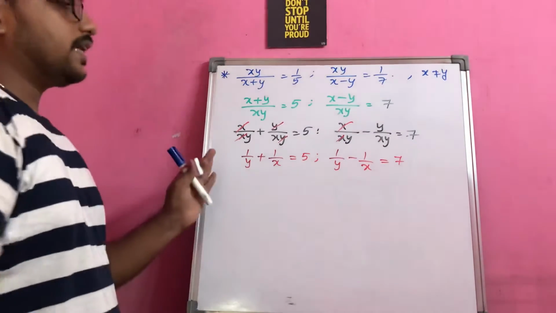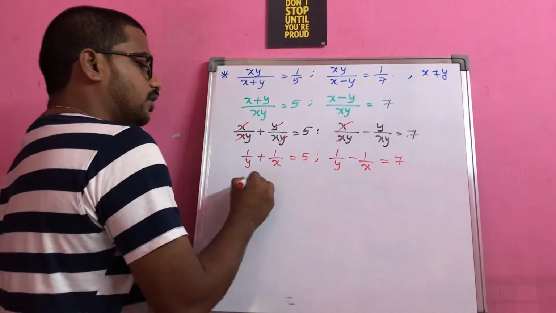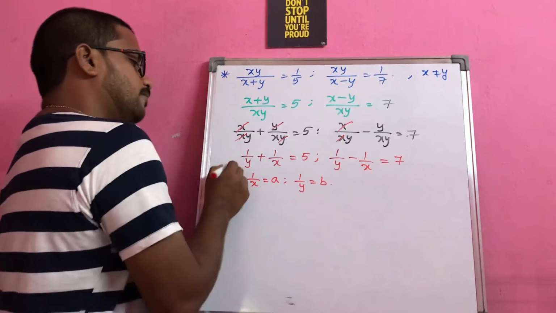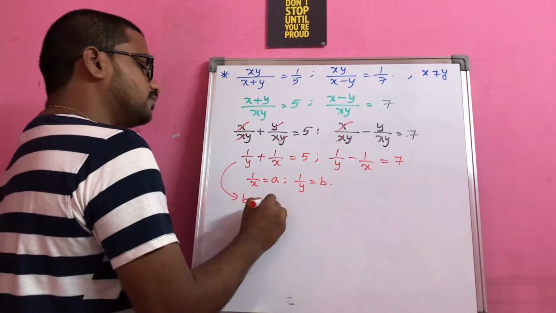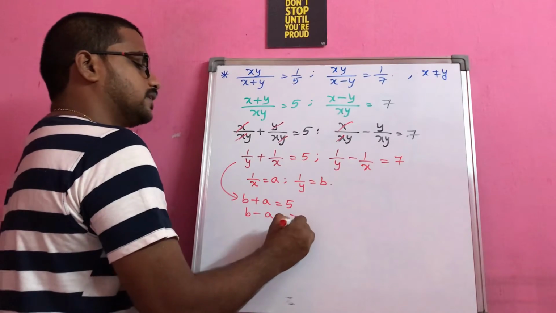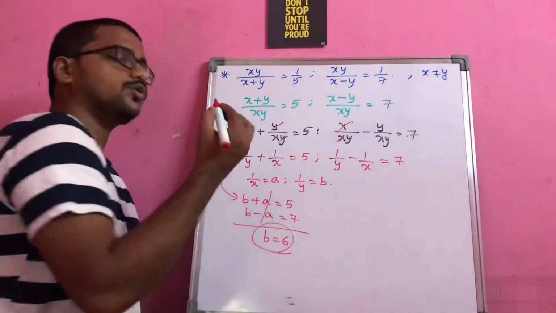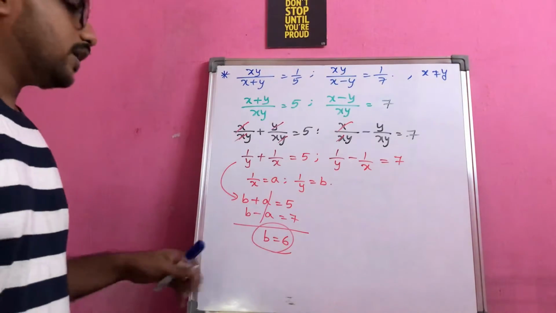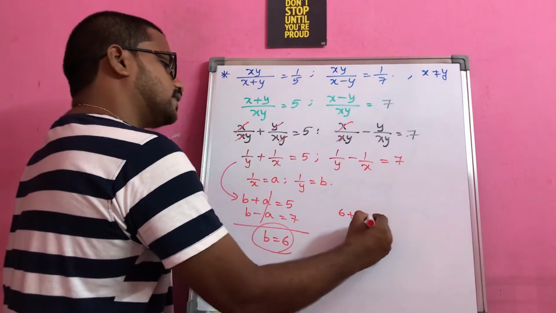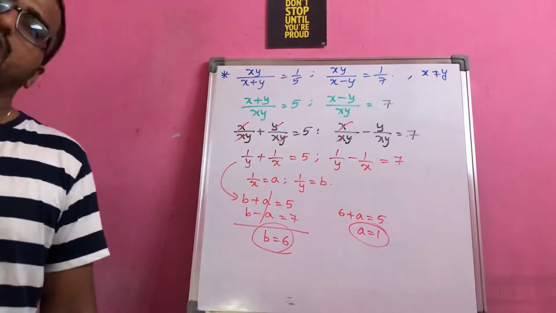If you want, you can just take the equations directly and simplify them. Otherwise, again it is not in the linear form, so I will take 1 by x as a and 1 by y as b. This equation will become b plus a equal to 5. This equation will become b minus a is equal to 7. So you will be getting 2b equal to 12, so b is equal to 6. If you resubstitute b is equal to 6 here, then you will be getting 6 plus a is equal to 5. So you will be getting a is equal to 6 minus 5, that is 1.